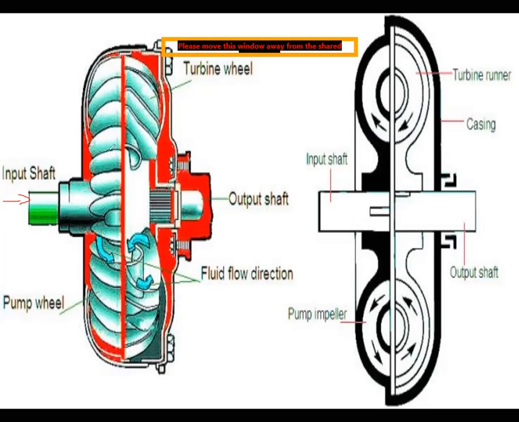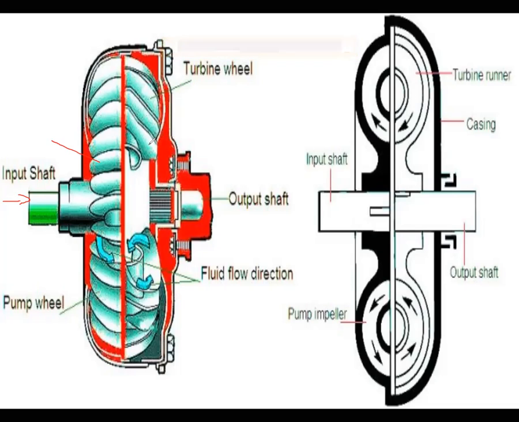So whenever the pump impellers rotate, the fluid is getting energized. The energized fluid bypasses along the impellers, and later on it strikes the turbine blades, so that the energy is utilized by the turbine blades.